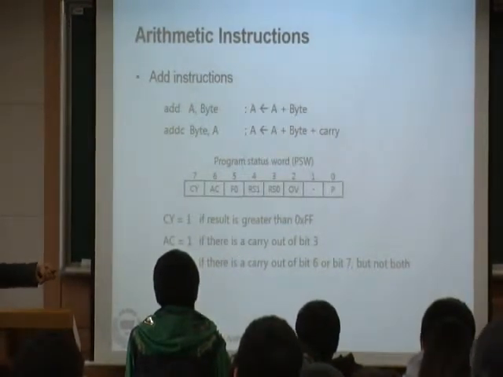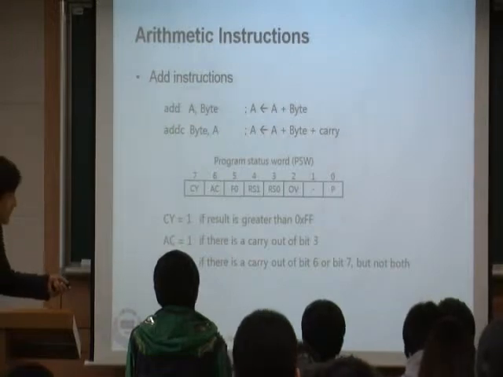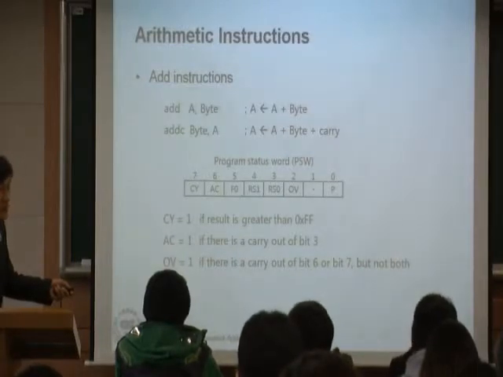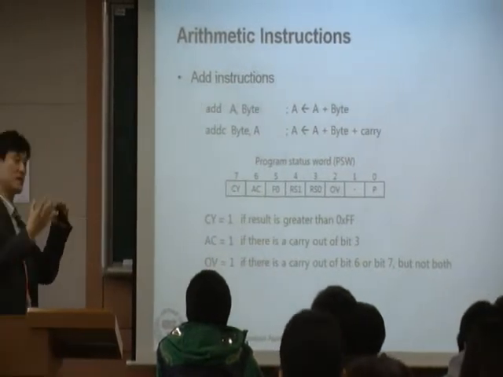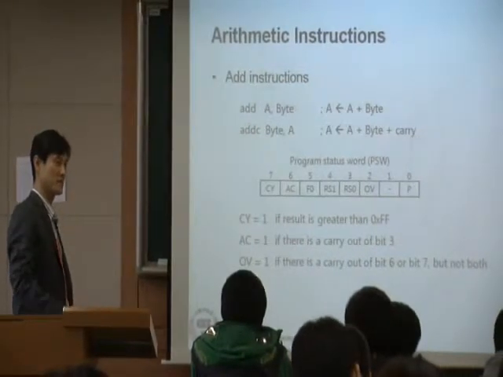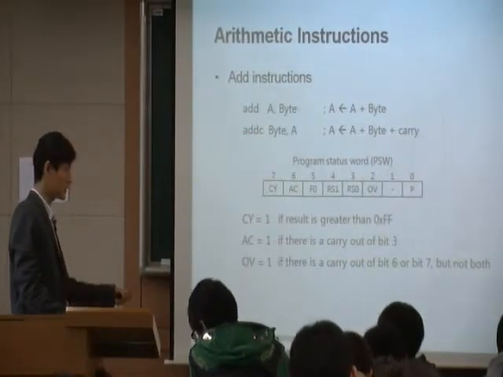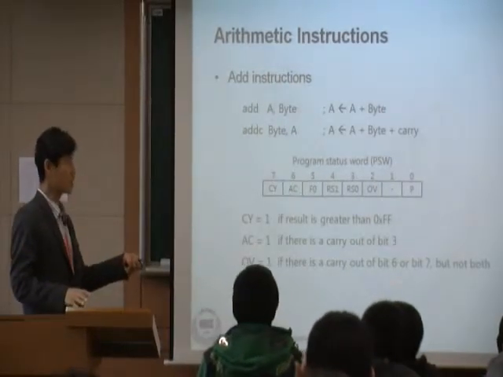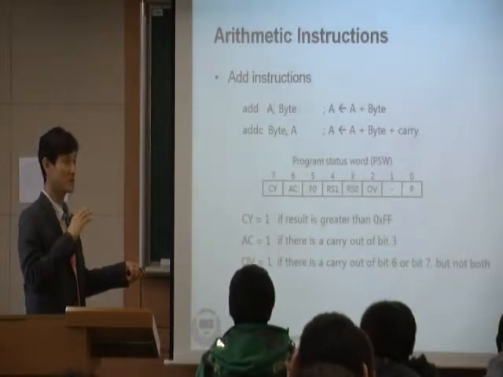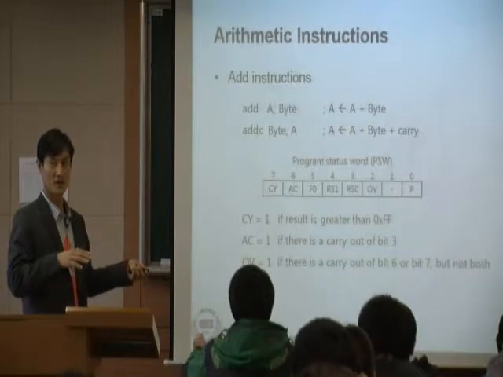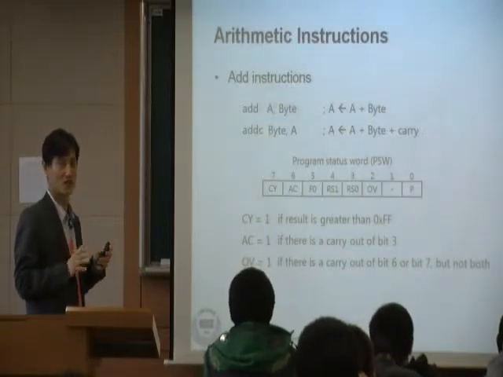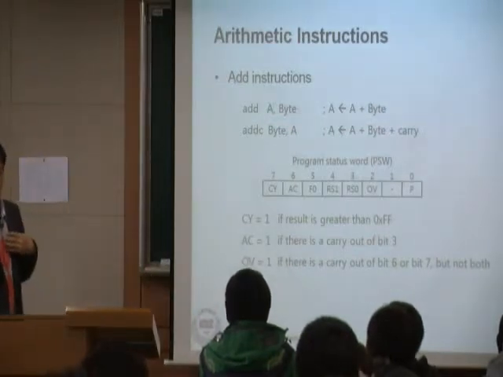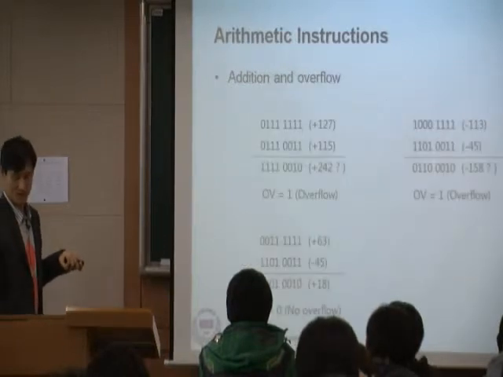Then look here. Overflow is 1 if there is a carry from bit 6 or a carry from bit 7, but not both. If you have a carry from both bit 6 and 7, then overflow is 0. That's what this means. Why is that? First of all, this is what hardware understands. The microprocessor simply checks this condition. It doesn't know what it means; it just checks this, and if this is the condition, then overflow is 1. But we want to understand why. So let's think about why.